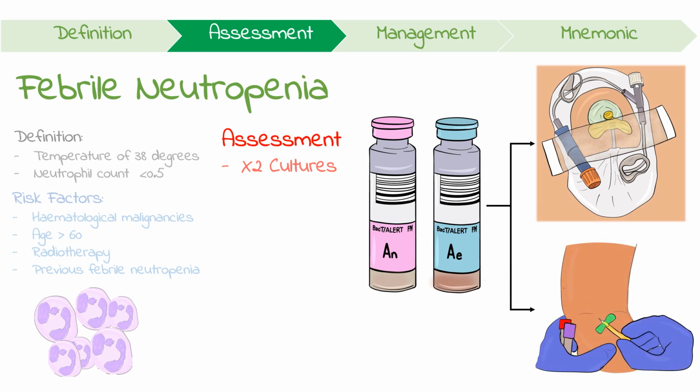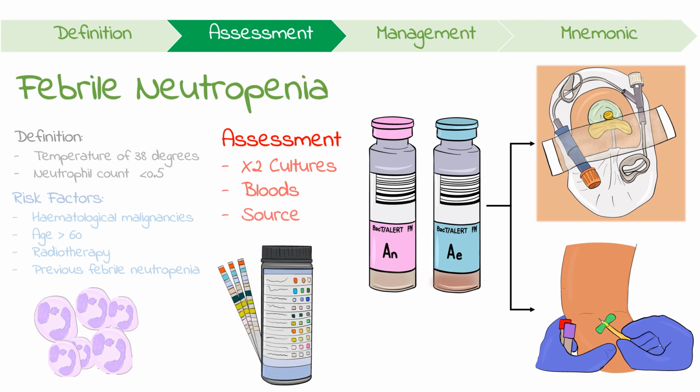If they don't have something like a portacath, you should just collect 2 sets of cultures peripherally using good aseptic technique. Other blood tests to consider include a full blood count, a UEC, LFTs, a CRP, and a VBG just to check the lactate quickly. Finally, you should always consider other investigations to find the source of infection, including a urine dipstick, swabs from any focal suspicious lesions, and a chest x-ray.